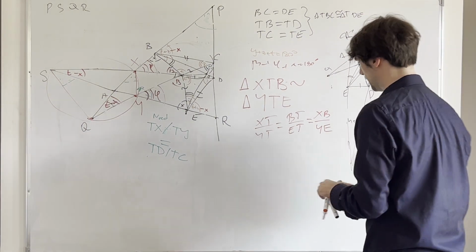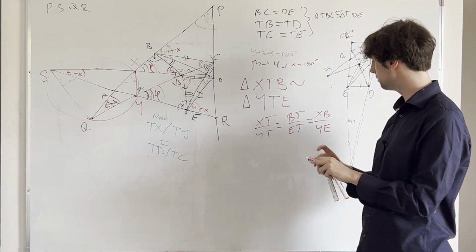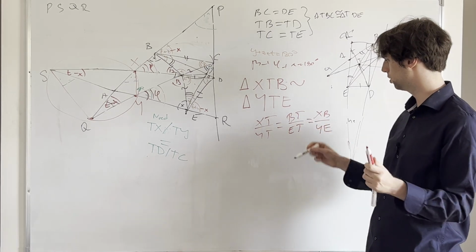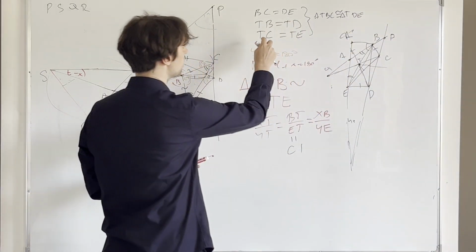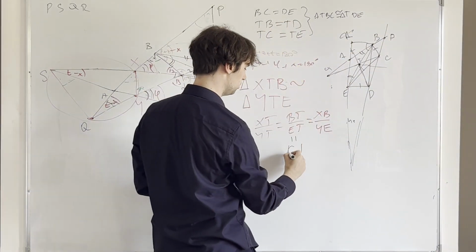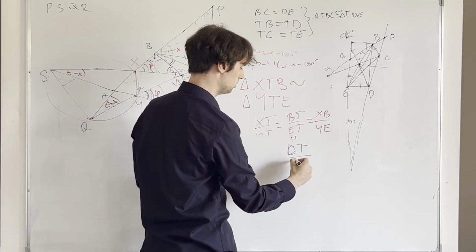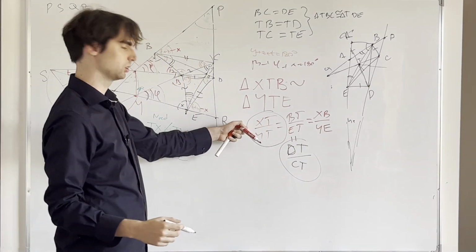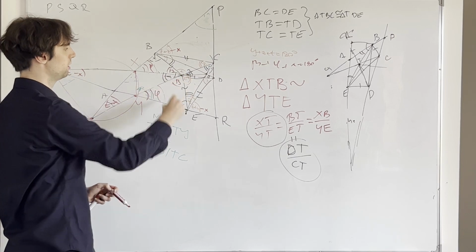So now let's see what we have. We have TX over TY, and we have BT over ET. Well, BT over ET is in fact, BT is equal to DT, and this ET is equal to CT. And now this over this is equal to this over this. Combine that with the fact that we have the shared angle here.